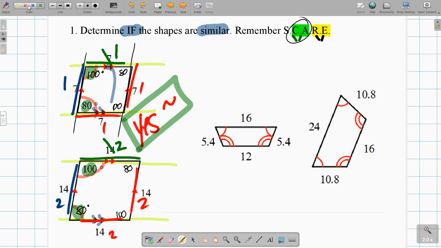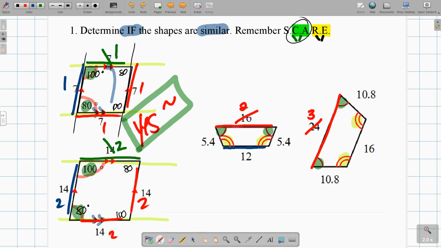Let's try the next one. Let's check first for congruent angles. Notice we have corresponding congruent angles. So for the moment, we're halfway there. Now, let's check our side ratios. Long side 16, long side 24. Reduce. 8 goes into both. So 8 goes into 16 twice. 8 goes into 24 3 times. So long to long, that's a 2 to 3 ratio.